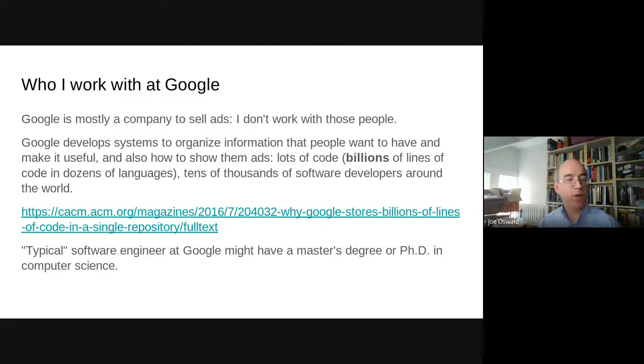And if I had to give a typical description of a software engineer, the typical software engineer probably has a master's degree or a PhD in computer science from a top program in computer science. I don't quite fit that mold, but I do have a PhD and do know something about computers. And like I said, I was able to get through the interview process.